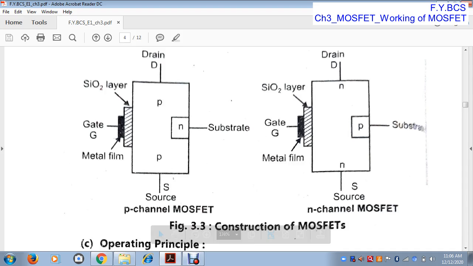In N-channel MOSFET there are also four terminals: gate terminal, drain terminal, source terminal, and substrate. In N-channel MOSFET, the drain terminal and the source terminal are n-type semiconductor material and the substrate is a p-type semiconductor, and the gate terminal is insulated from the semiconductor by a SiO2, that means silicon dioxide layer. The silicon dioxide layer works as an insulator that avoids the contact of the gate terminal and the substrate.